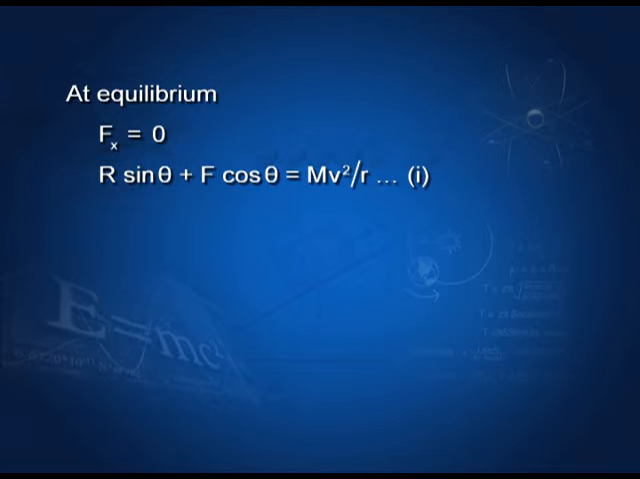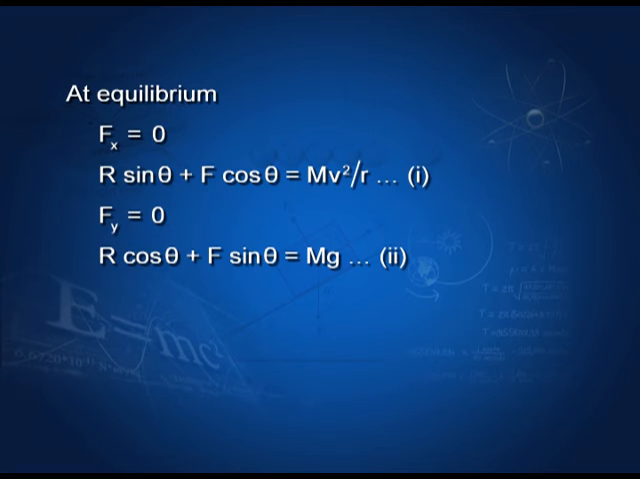Similarly, as equilibrium is along y axis also, net force along y axis, say F y, is equal to 0. Substituting its value, we get R cos theta plus F sin theta is equal to mg. So, this is equation number 2. We know force of friction F is equal to mu into R. Here R is the normal reaction.